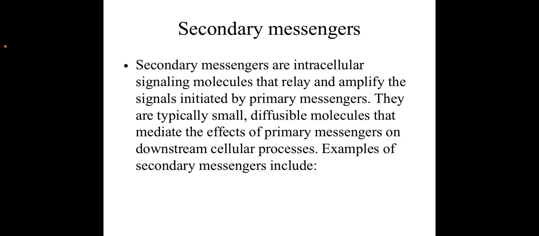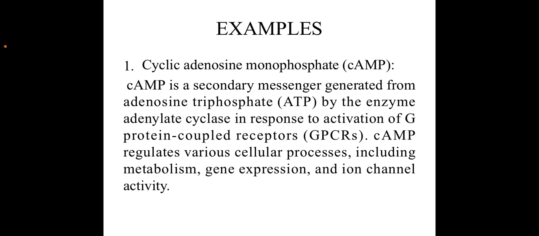And if we talk about secondary messengers, they are intracellular signaling molecules that relay and amplify the signals initiated by primary messengers. They are typically small, diffusible molecules that mediate the effects of primary messengers in downstream cellular responses or processes. Examples of secondary messengers include cyclic adenosine monophosphate, cAMP.